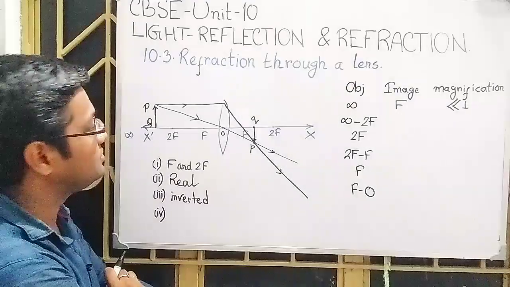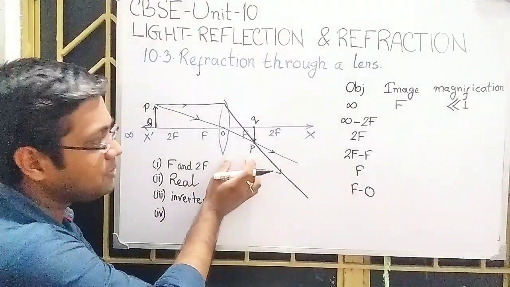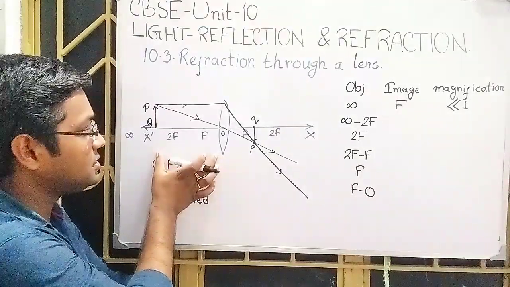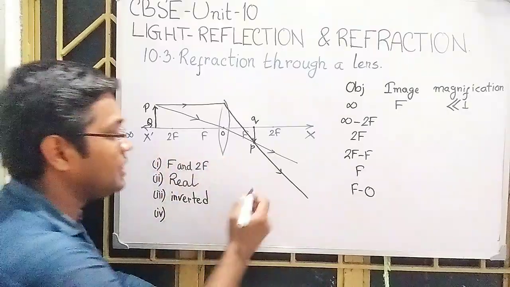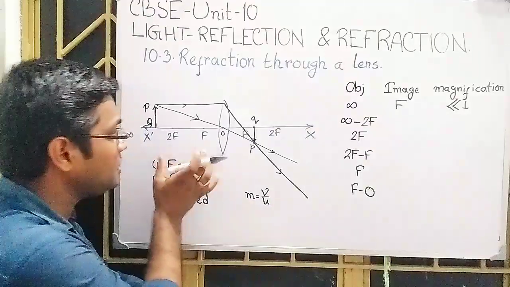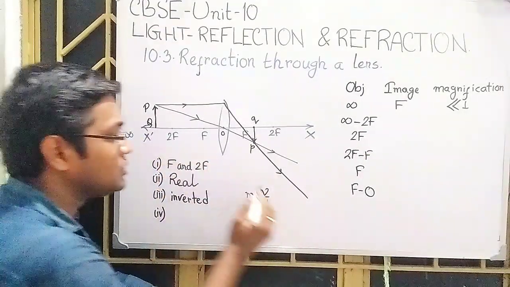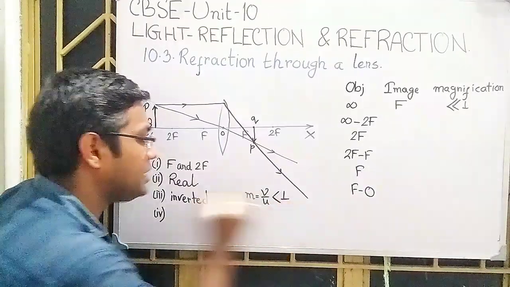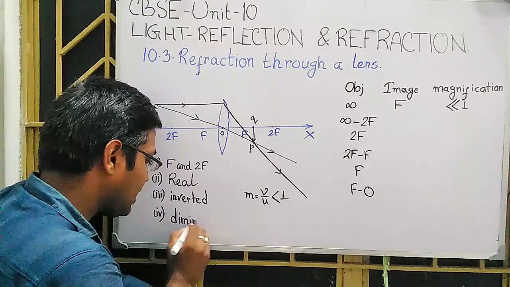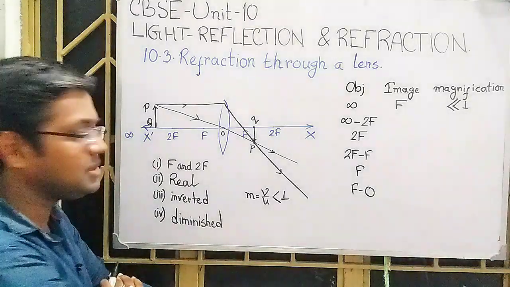Characteristic number 4, about the size of the image. Just look at the image distance. From here to here it is the image distance, and this is the object distance. So if I say m equal to v by u, v is small and u is greater, so we can say this is less than 1. So the size of the image is less than that of the object. We can say the image is diminished.